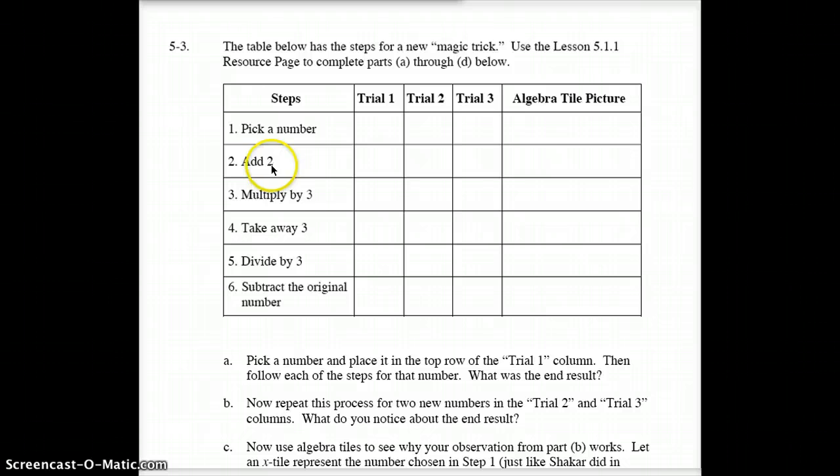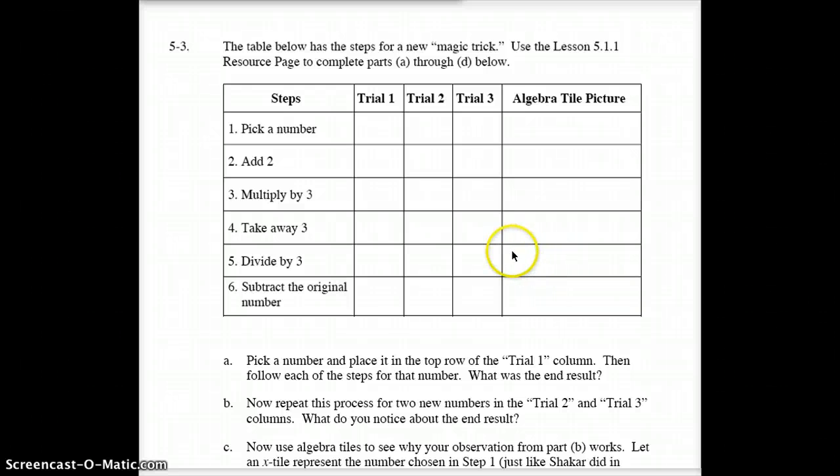Add 2. That's 2 unit tiles. So add 2 unit tiles to whatever you first had. Now multiply that by 3. So if you had something plus 2 up here, now you got something plus 2, something plus 2, something plus 2, for a grand total of 3 somethings, plus over here you should have, hopefully you have 6 over there. Now of those 6 you have over there, I want you to take away 3 of them. So you no longer have something times 3 somethings and 6, you now have 3 somethings, and 6 minus 3 would be 3.